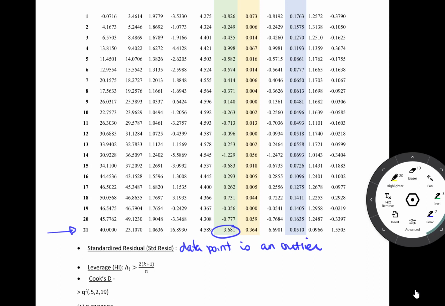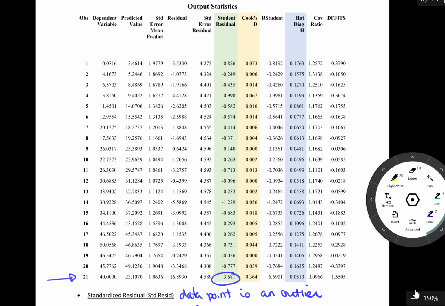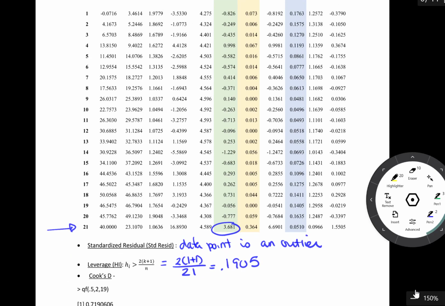Next, we're going to look to see if we have any evidence of high leverage. So to do this, again, we first need to calculate 2 times k plus 1. K is still equal to 1 here. We fit the same model, but now we have 21 data points, so that is going to change our comparison value just slightly. So we're going to have 0.1905 that we're comparing to. So looking through our leverage values, we're seeing if any are greater than 0.19, and looking through we see that none of them are, so we don't have any concerns here.